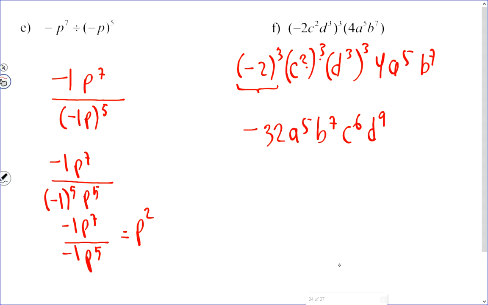I want to double check these last two that we're looking at here. Negative 2 cubed is negative 8 times 4. That's correct. A to the 5, b to the 7, c to the 6, d to the 9. Correct. This is the answer.